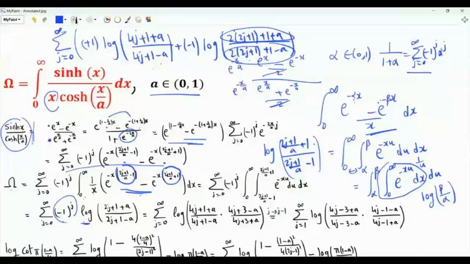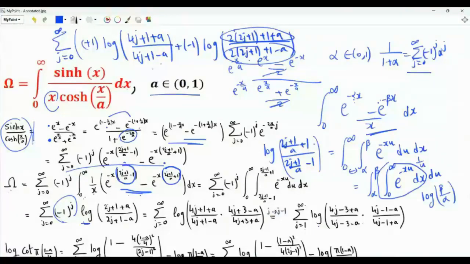If we replace j by j minus 1, our sum goes from 1 to infinity, and every j is replaced by j minus 1. Omega is equal to the summation over j from 1 to infinity of the logarithm of (4j minus 3 plus a) times (4j minus 1 minus a). Downstairs, we have the product of (4j minus 3 minus a) and (4j minus 1 plus a).